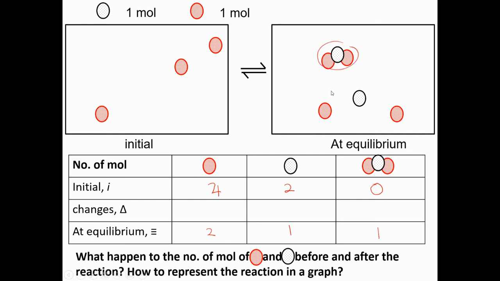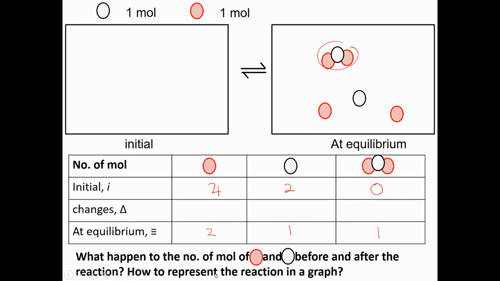Remember, this is a reversible reaction. So at the same time the product is formed, it will change back to the reactant. The reactant is formed, then changes back to reactant again. It is going on all the time, because when it reaches equilibrium, the forward and backward reactions are the same.